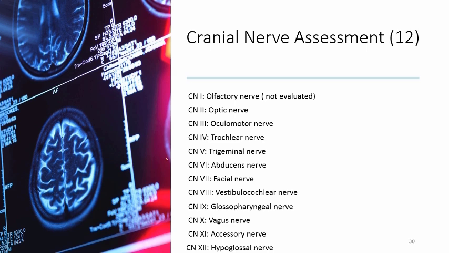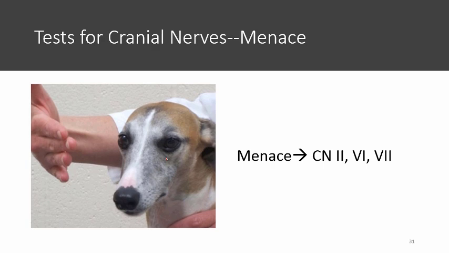We don't know how well dogs are smelling or if they have a decrease with that. There's no way for us to evaluate that. But we often do evaluate the optic nerve, and then 3, 4, 5, and 6 can be evaluated together, as can the facial nerve. And then, of course, we have things like the glossopharyngeal and hypoglossal, which have to do with how well the tongue is moving.